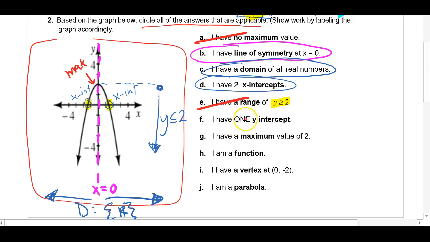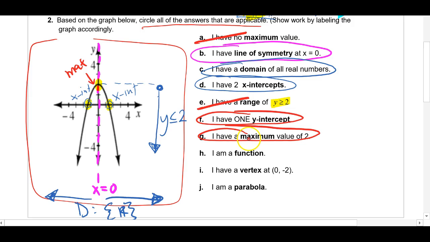So remember, it says I have one y-intercept, and the y-intercept is where it crosses the y-axis, so that would be right here, and it only crosses it there at one point. So yes, it does have a y-intercept, or one y-intercept. I have a maximum value of 2. Well, again, the maximum is the top up here, and that's at y equals 2, or that's at the value of 2. So yes, it does have a max of 2.